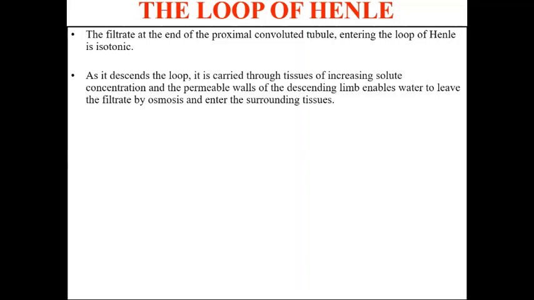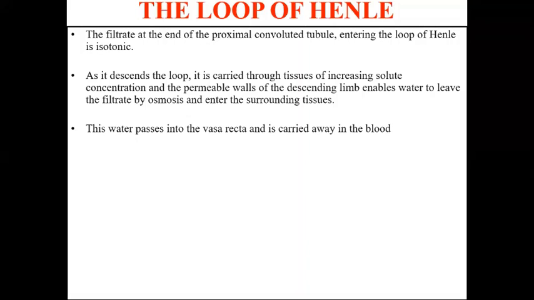So as it descends the loop, it is carried through tissues of increasing solute concentration, and the permeable walls of the descending limb enable water to leave the filtrate, entering the renal medulla. From there, those are the interstitial spaces of the kidneys. Then it will enter the peritubular capillaries. But remember, the peritubular capillaries of the loop of Henle are referred to as vasa recta. So they will enter the vasa recta after that. That's the overall reabsorption of water molecules.